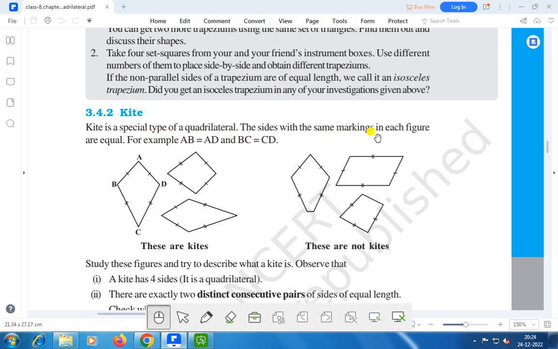The sides with the same markings in each figure are equal. This side is equal to this side and BC is equal to DC. Here also, this side is equal to this side and this side is equal to this side. That means it is a kite. For example, AB is equal to AD and BC is equal to CD.